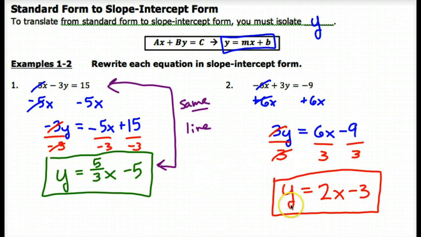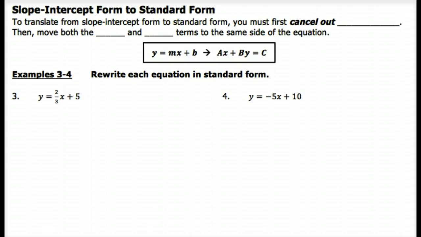So you should have gotten the slope-intercept form y equals 2x minus 3. You had to add 6x to both sides and then divide both sides by positive 3 to get this form. Okay, moving on to the next section. This time we're going to go from slope-intercept form to standard form. So we're just going to reverse what we did in 1 and 2.